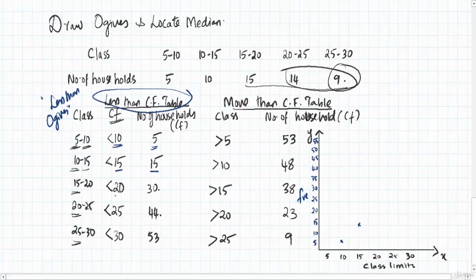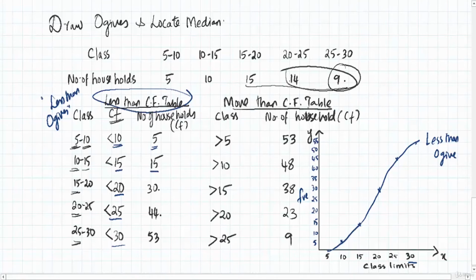When my class is 20, the number of households is 30. When my class is 25, the number of households is 44, and when my class is 30, the number of households is 53. You don't have information on the frequency when your class is 5, so we say at 5 it is going to be 0. And we should plot this now. If you plot this, the diagram will look like this, and this is your less than ogive.